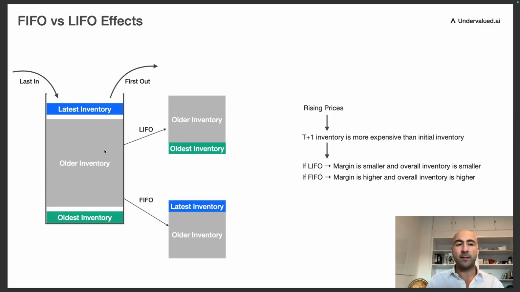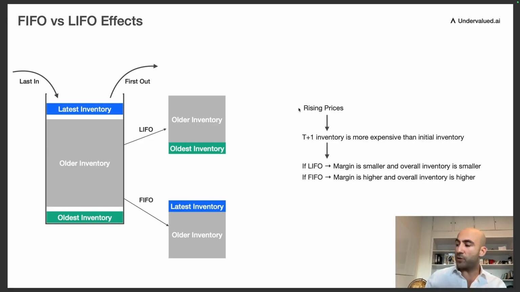So you can see that if this is time 0 and this is time 1, after one operation with LIFO, you're left with the older inventory, the oldest, whereas with FIFO you have the most recent inventory. Now, consider the case of rising prices.